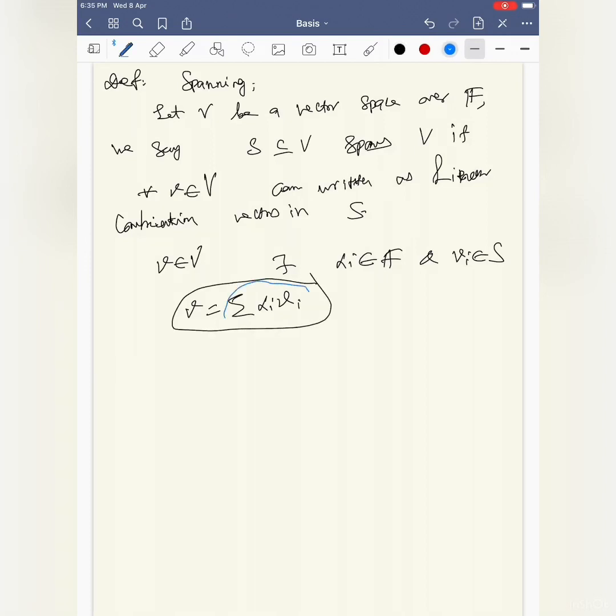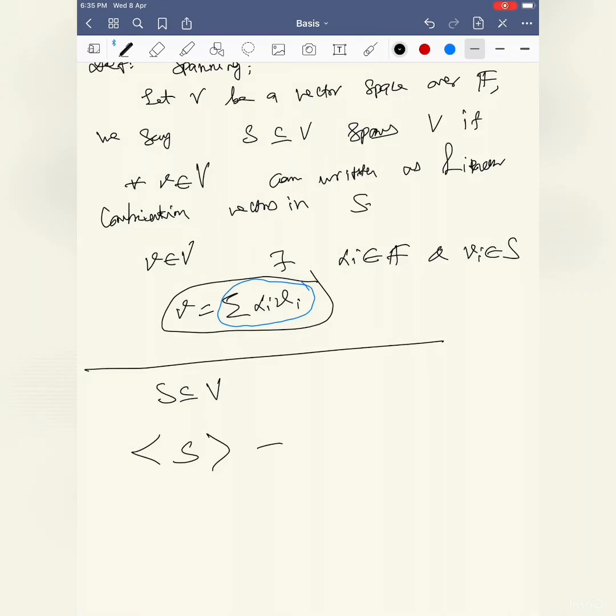Okay, this is very important. The word is very important: linear combination. Okay, this is one definition. Another definition is a general thing. Let S be contained in V. I will take this, and this is called spanning.